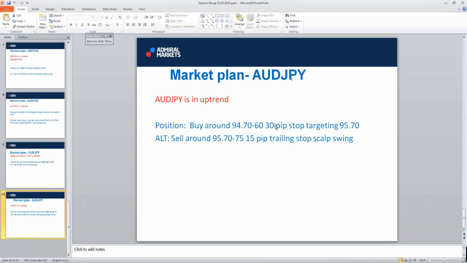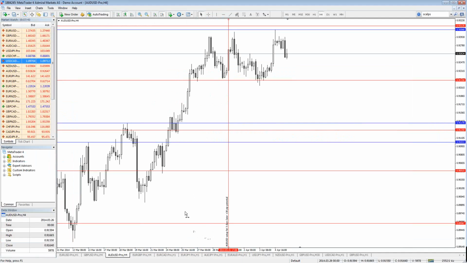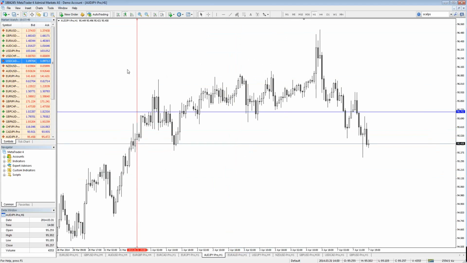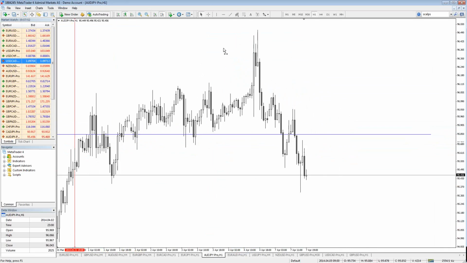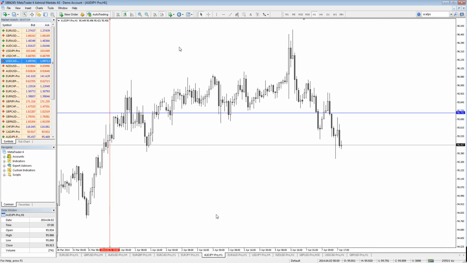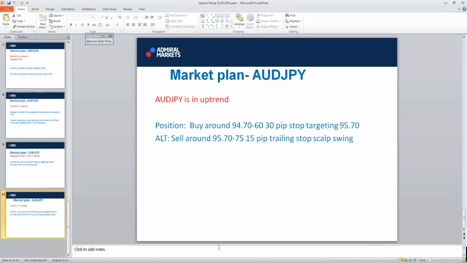And finally, Aussie Yen, it was a sell position. As I remember, Aussie Yen was a sell position. Oh, let me see where I put it here. Aussie Yen was basically triggered. This was the time of our webinar, and look at this setup.